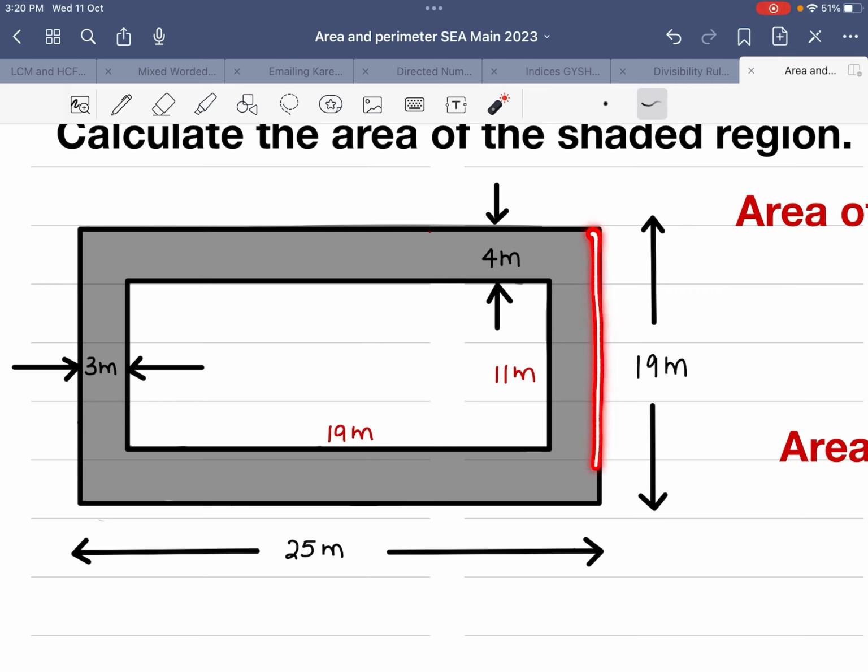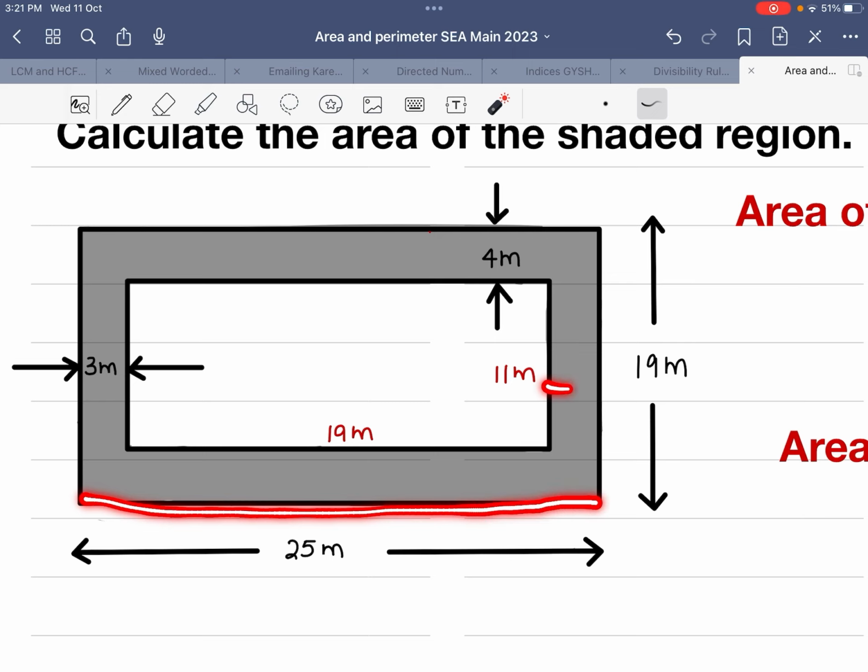So from 19 we have to take away 4 and 4. So 19 take away 8 will leave us with 11. And 25, if we take away the width of the border, that will be 3 plus 3 is 6. 25 take away 6 is 19.